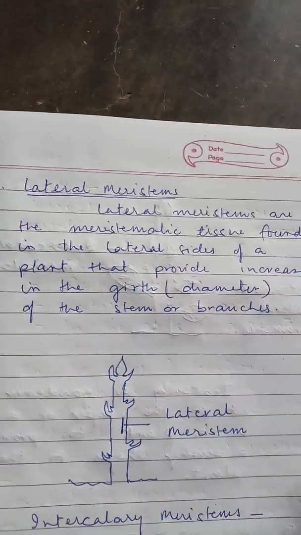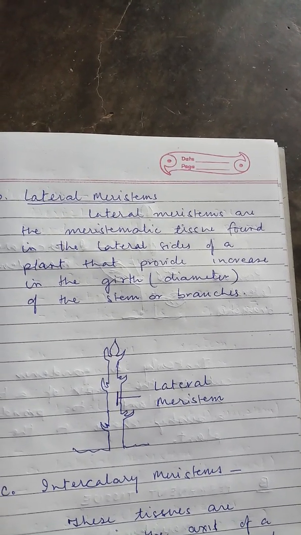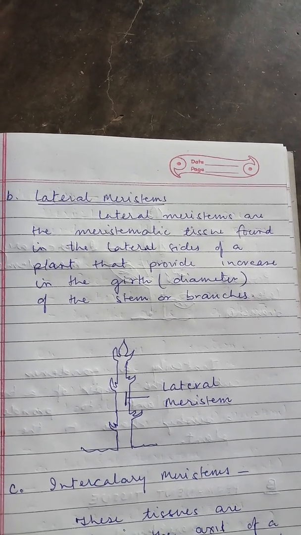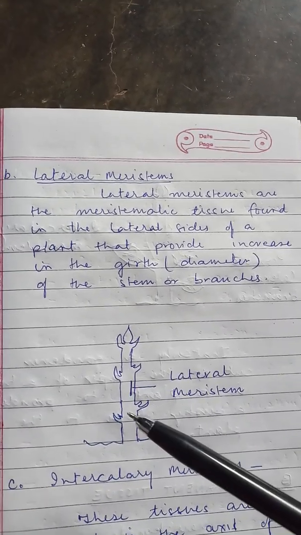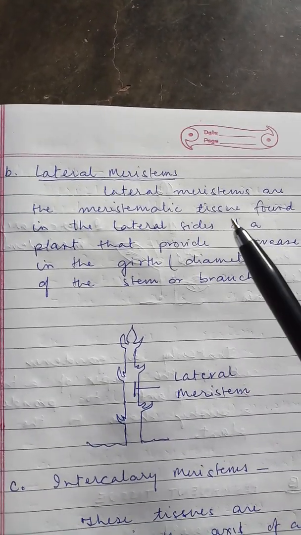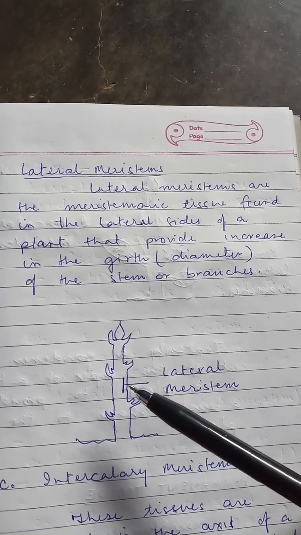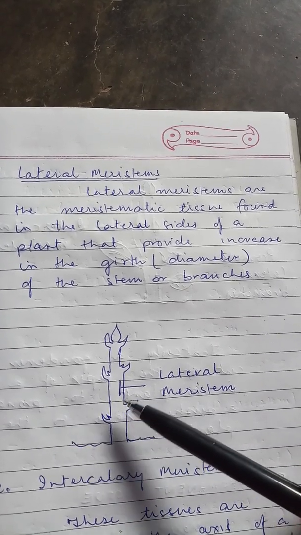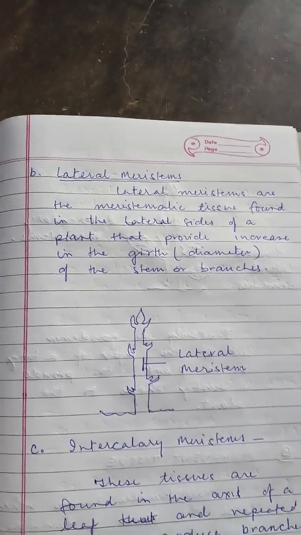Now the second type, lateral meristem. When a plant extends its height, it also increases its girth, that is the thickness of the plant. This thickness is provided by the lateral meristems, which are the meristematic tissue found on the lateral sides of a plant that provide an increase in the girth, diameter or thickness of the stem or branches.